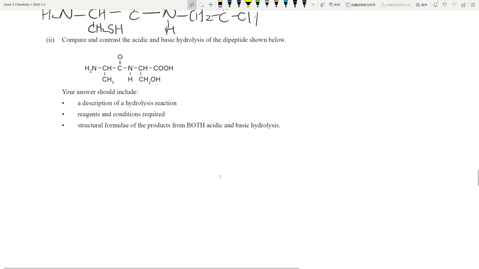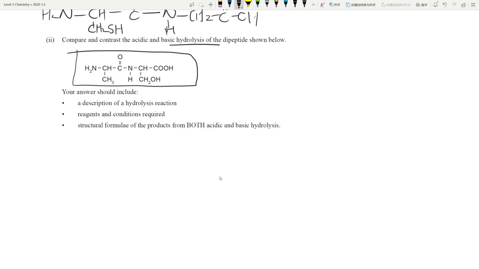Compare and contrast the acidic and basic hydrolysis of the dipeptide shown here. Whenever you see a question like this, and they say hydrolysis, hydrolysis is breaking the thing down. Remember what I said in the previous part, C-O-N? Cut it there. When you cut it there, you are going to make two products. And what are you going to do? Copy-paste. This is where you wish you had Control C, Control V. Just copy paste.